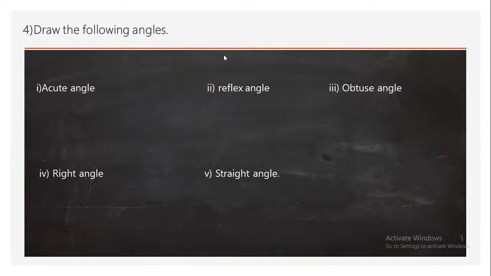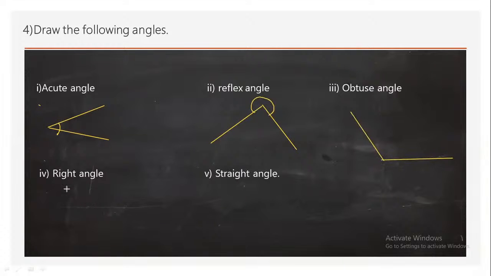Next question. Draw the following angles. Acute angle, reflex angle, obtuse, right angle, straight angle. You can draw like this. This is the vertex. Then obtuse angle is more than 90 degrees.